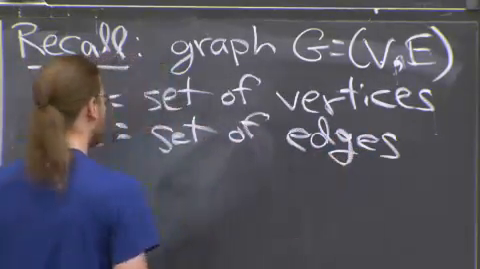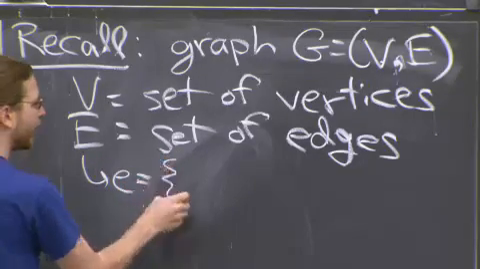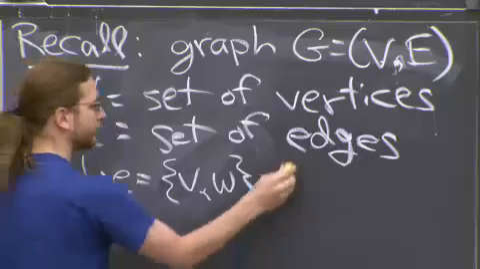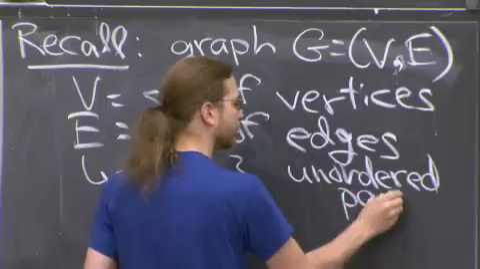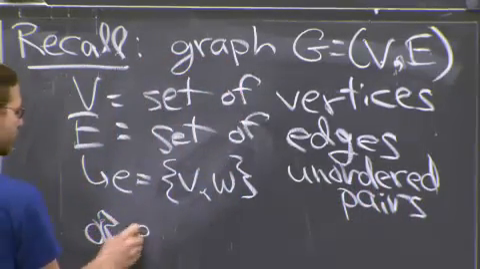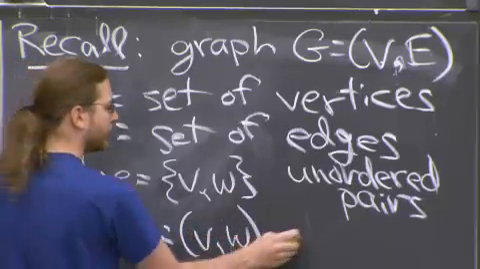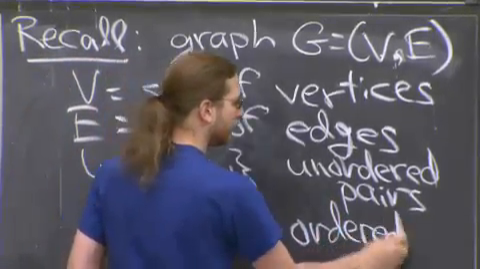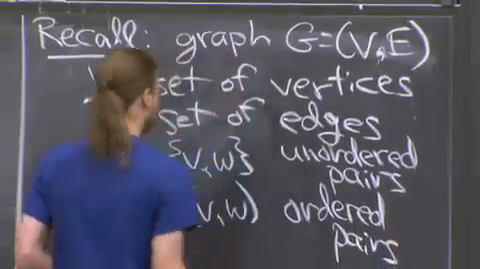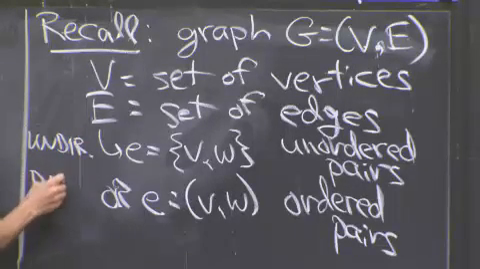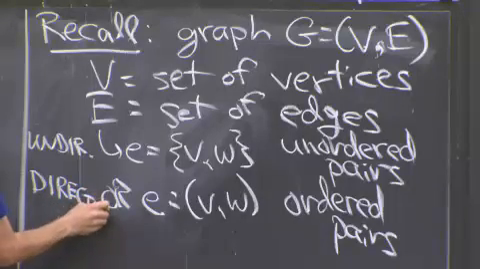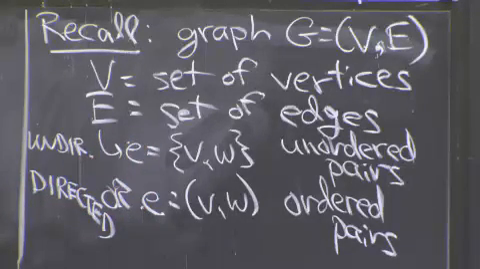Edges are either unordered pairs, so sets of two items, or ordered pairs. In this case, we call the graph undirected. In this case, we call the graph directed. Usually, there's only one type. Either all the edges are directed or all the edges are undirected. There is a study of graphs that have both, but we are not doing that here.